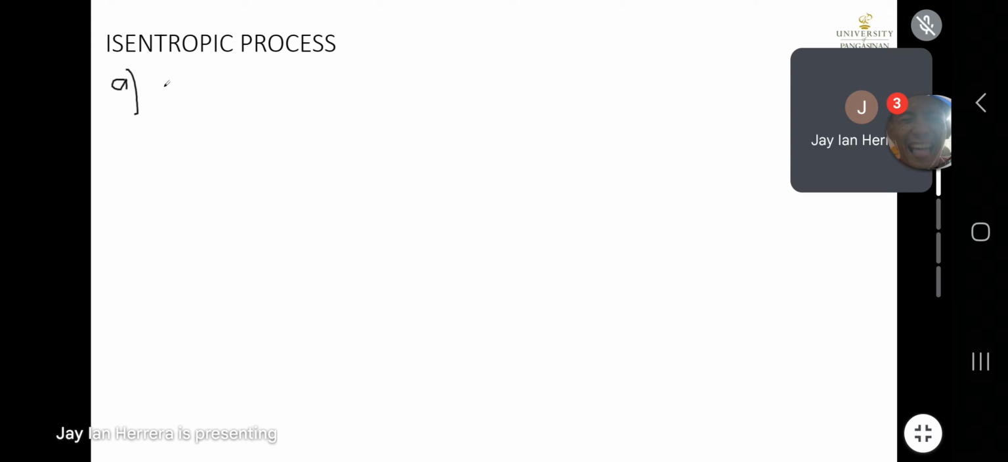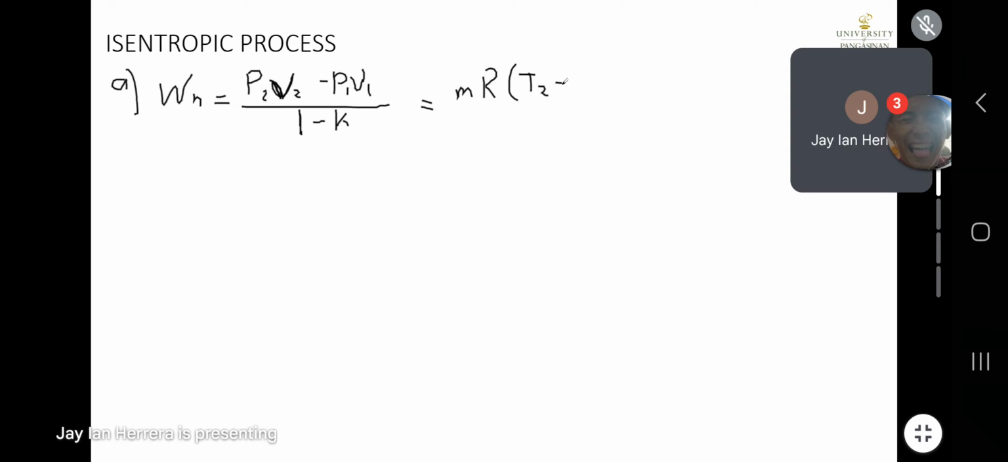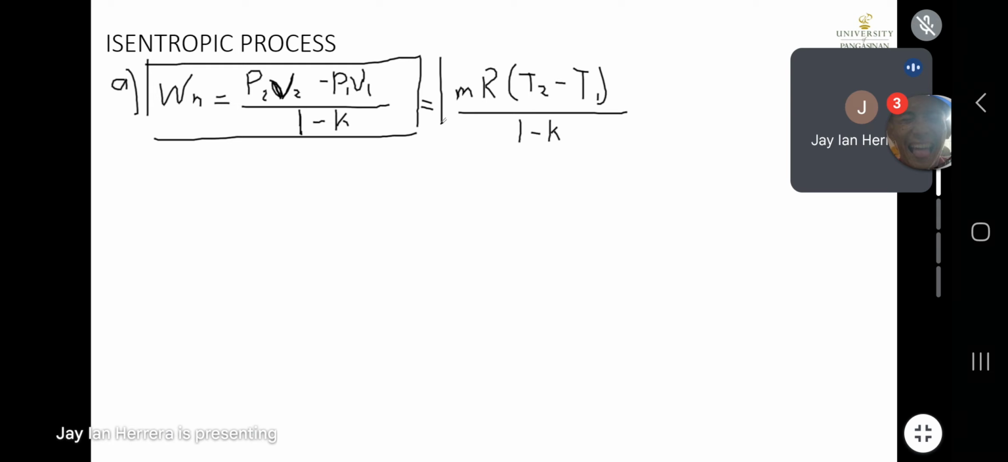So work ng flow natin. Ang formula natin for work ng flow is P2V2 minus P1V1 all over 1 minus K. Or we can say, since PV is equal to MRT, we can say that MR (T2 minus T1) all over 1 minus K. So either of these pwede niyo gamitin to get the work ng flow under isentropic process.